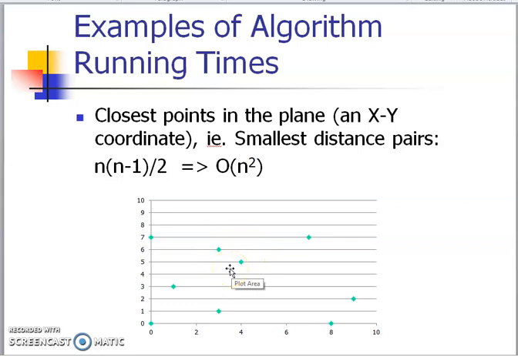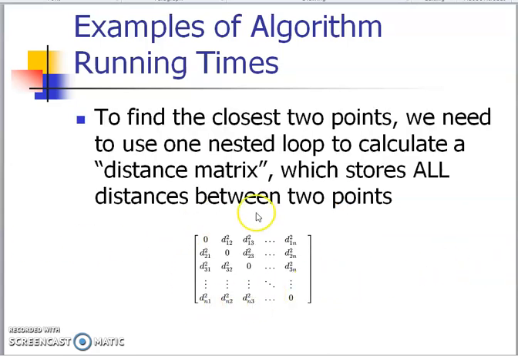However, for a computer to do so, you cannot just put this figure into a camera and then tell the computer, hey, look, what are the 2 closest points? What a computer would do, or when you as a computer scientist need to solve this problem, you will need to write a program and then calculate what we call a distance matrix. To find the 2 closest points, we need to use the nested loop.